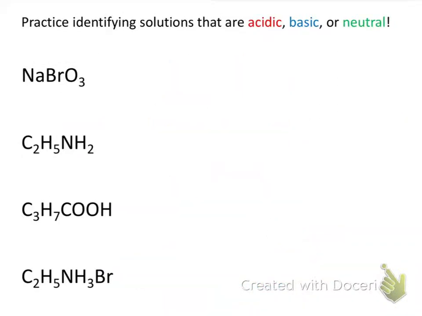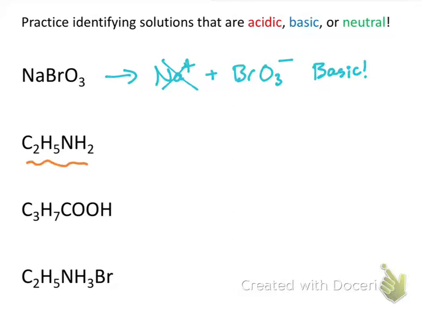Up next, we have NaBrO3. We have this sodium bromate, which turns into Na+ and BrO3-. Okay, so Na+, negligible. BrO3- is negative, not the conjugate base of a strong acid, so this is basic. All right, up next, we have this amine here. If we draw out the structure, this is what it would look like. Okay, so we have an amine. This is basic.